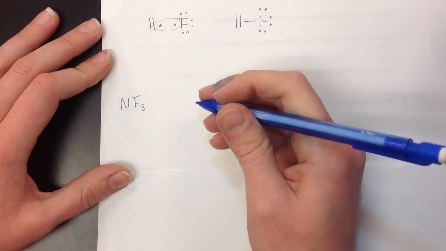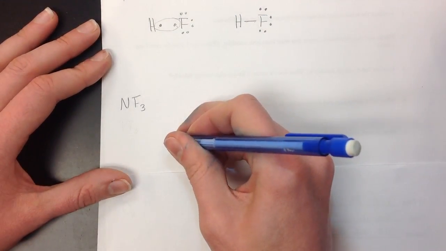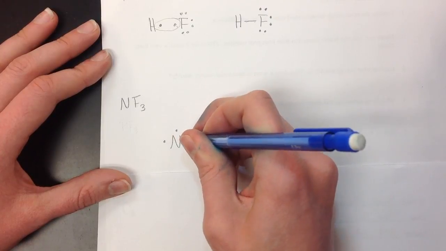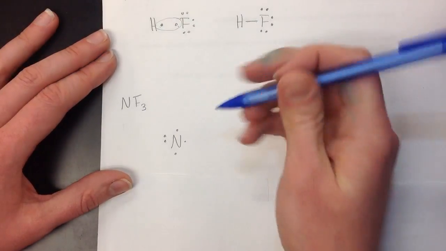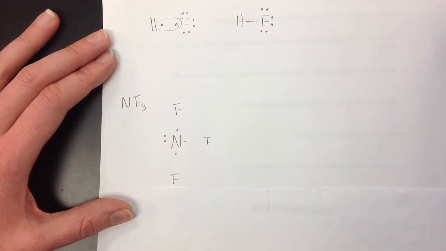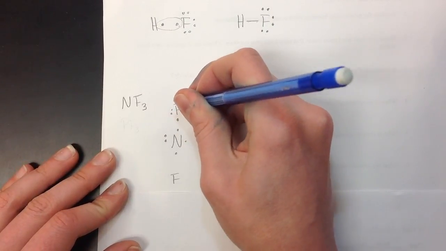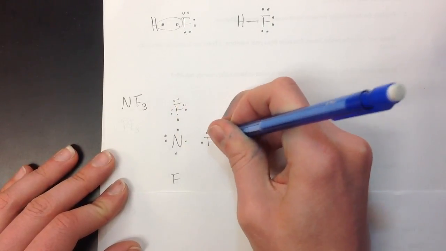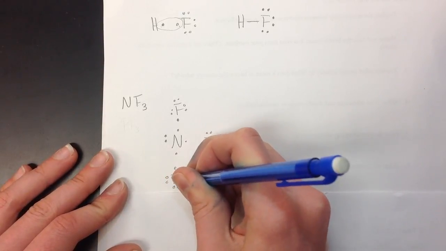NF3, nitrogen, is in group 5. So it means it has 5 valence electrons around it. 1, 2, 3, 4, 5. I have 3 fluorines. So 1, 2, 3. Fluorine is in group 7. So each of those fluorines has 7 electrons. So 1, 2, 3, 4, 5, 6, 7.